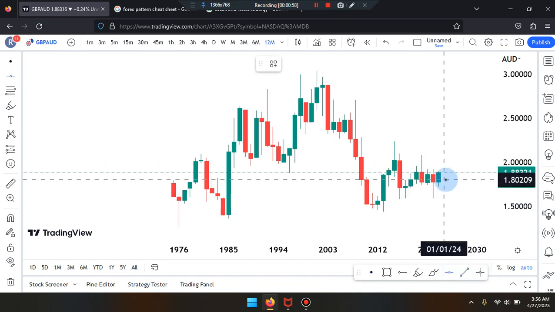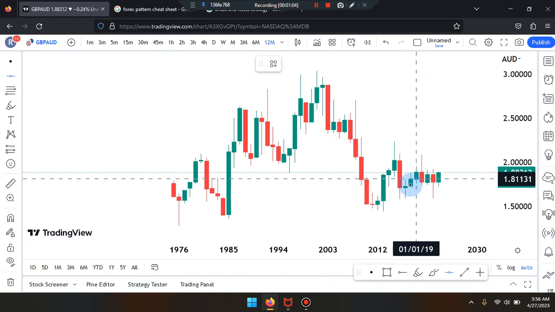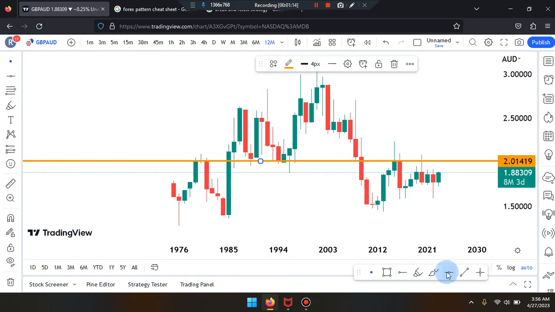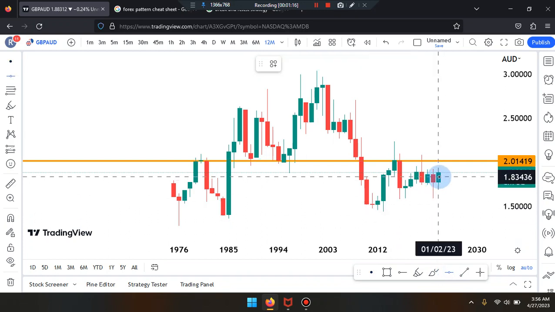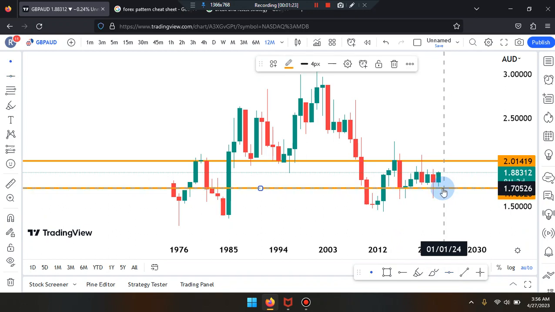So if price pushes up further, we are looking for price to head up to the green and red of the 9th candle in the market, which would be near the areas of 2.01419. If price action drops down, it can tag the low of that area, just grab the lowest low of that area, which would be near the numbers of 1.70526.